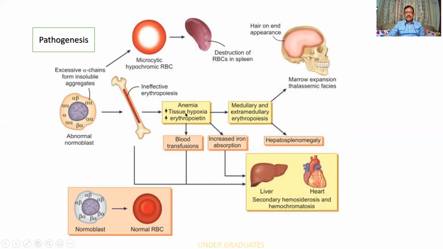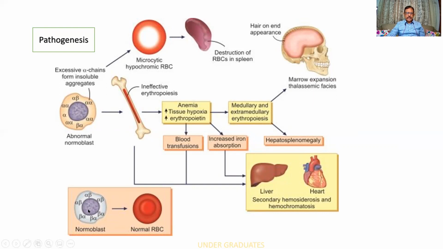Also, because of the destruction, there can be an anemia. And all of this can lead to extramedullary erythropoiesis. Extramedullary erythropoiesis can lead to hepatosplenomegaly. This is one. And the patient being anemic is subject to repeated transfusions. Secondly, there is also an increased absorption of iron. Both of these can lead to deposition of iron in the tissues, which is called hemosiderosis when in phagocytic cells. Hemochromatosis means parenchymal cells, such as the liver, etc.